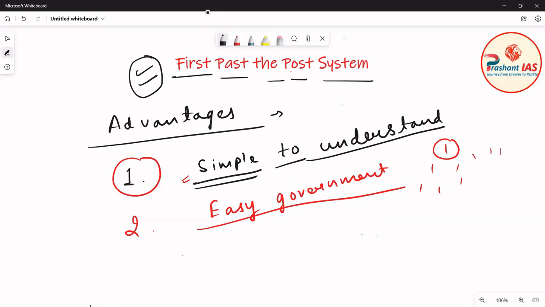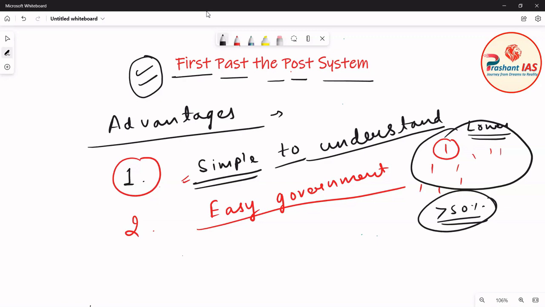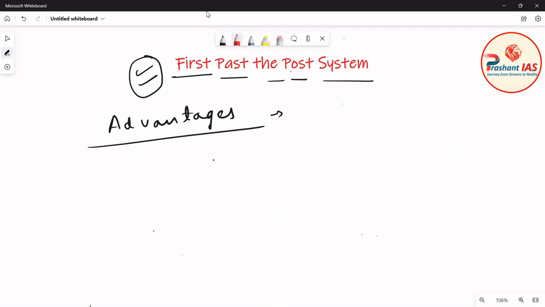In this way we are getting the representatives in the lower house of the parliament. The party which has an absolute majority in the Lok Sabha, meaning more than 50% of the seats, will form the government. So this system gives a very easy government. Now friends, let's see what the third advantage of this system is.